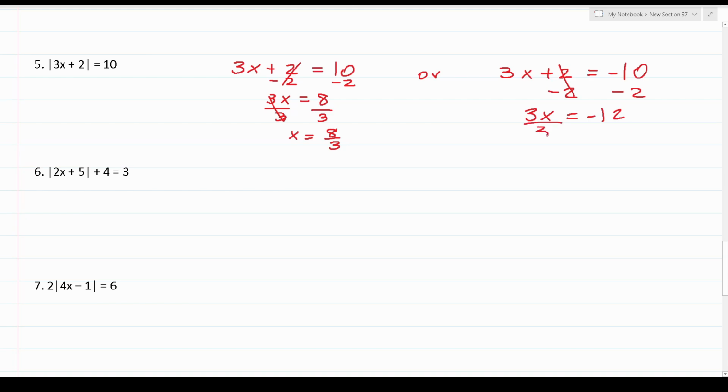Let's divide both sides by 3 to get x by itself. And this says x equals negative 12 divided by 3. We have a negative divided by a positive, so we know our result's going to be negative. 12 divided by 3, more specifically, is 4. Okay, so for this one, we have two solutions, notably x equals 8 over 3 and x equals negative 4.